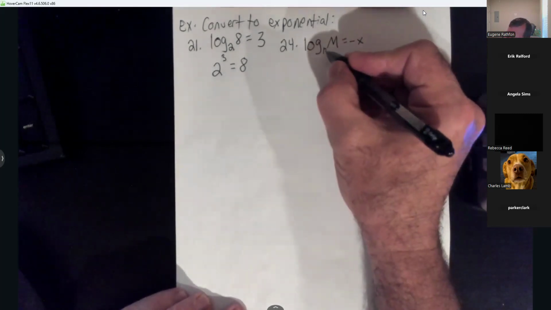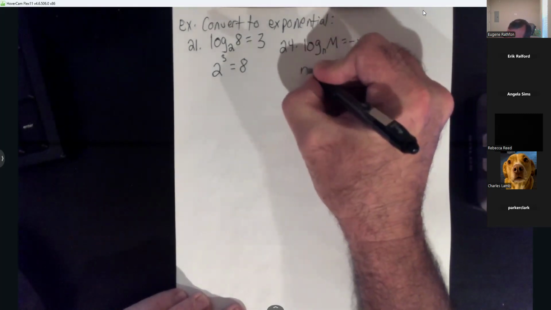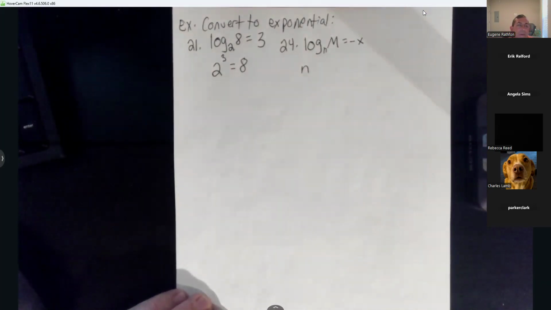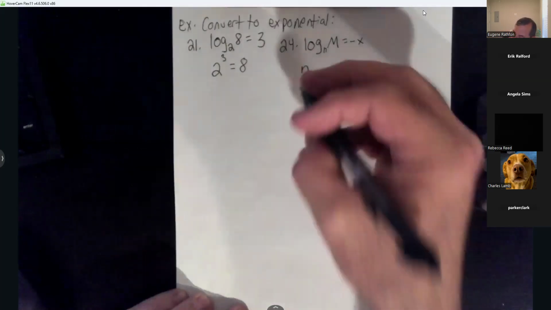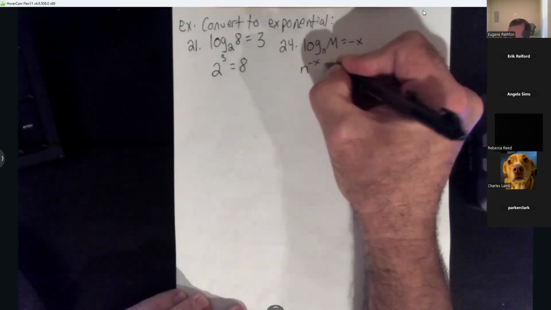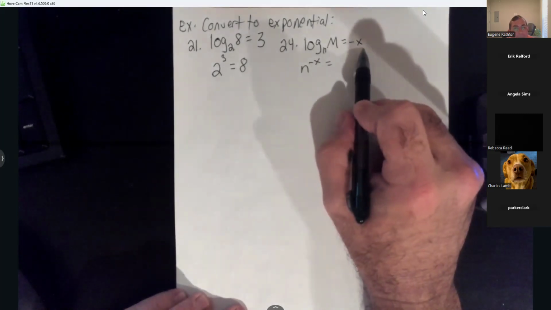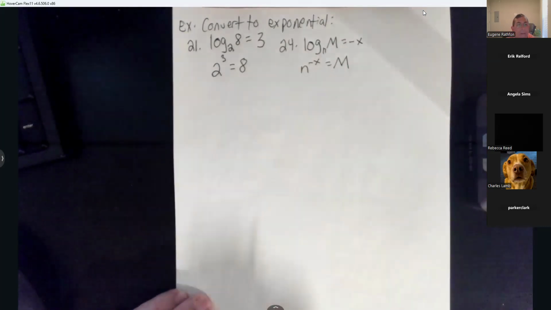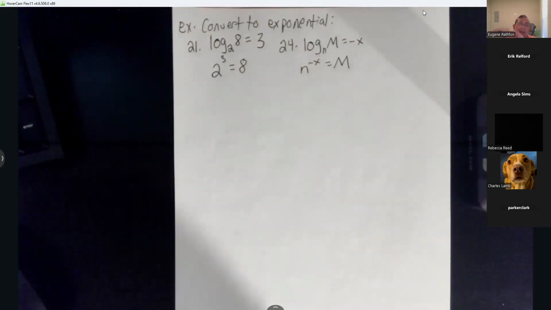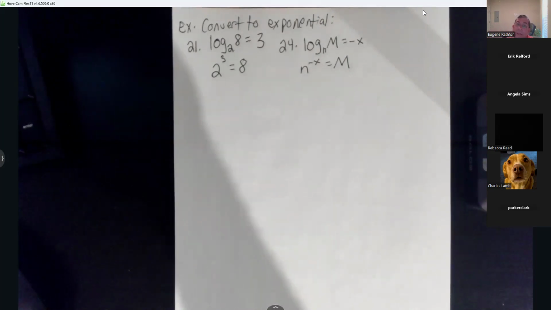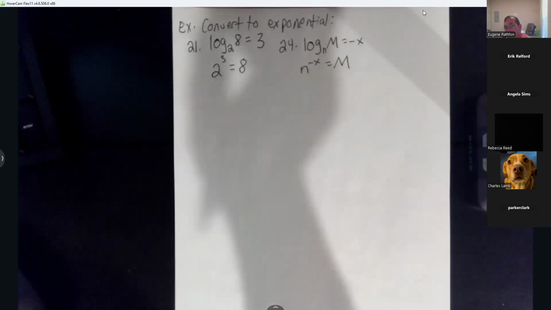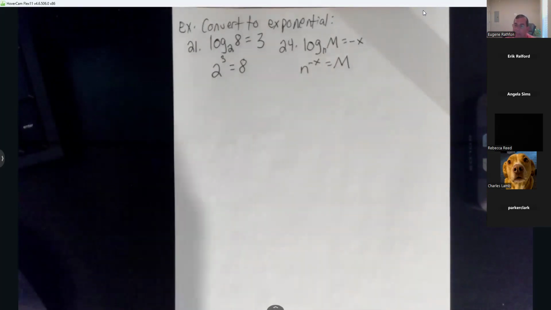Remember, the base is the same as the base of the log. So what would y'all put for the exponent here? All right, negative x, good job. And we know that n to the negative x is going to equal that capital M. Okay, y'all, that's the trick when you convert. Like I said, next week, probably about next Thursday, when we start solving these logarithmic and exponential equations, we got to be able to go both ways, okay?